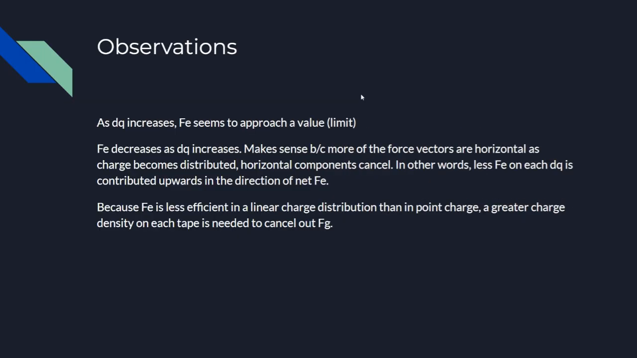Some observations from the lab. As DQ increased, Fe seemed to approach a value or limit. Fe decreases as DQ increases, which makes sense because more of the force vectors are horizontal as the charge becomes more distributed along a line, and the horizontal components will cancel. In other words, less electrostatic force on each DQ is contributed upwards in the direction of net electrostatic force.